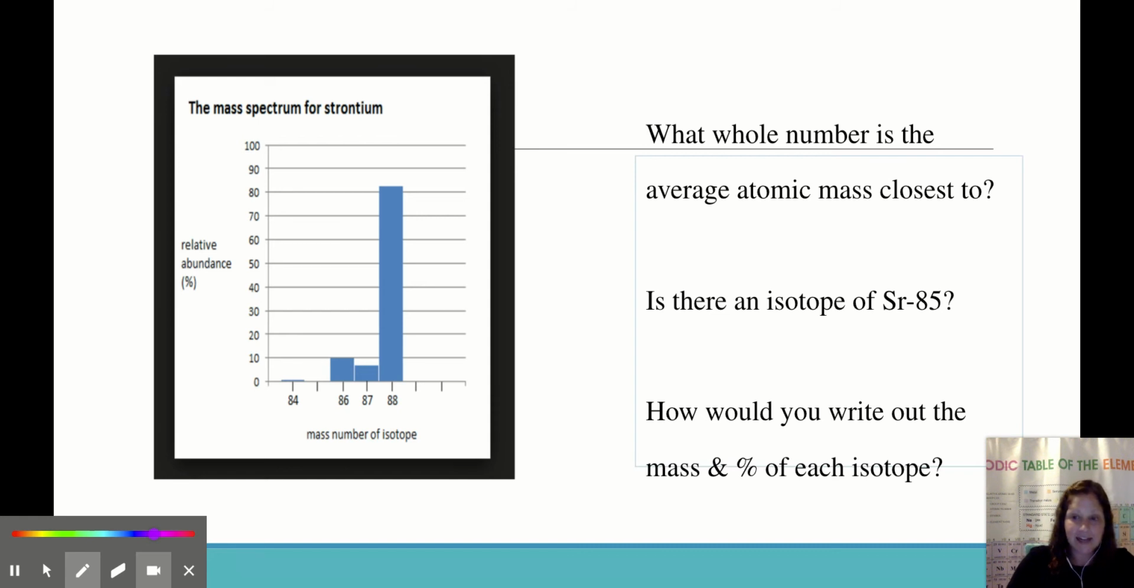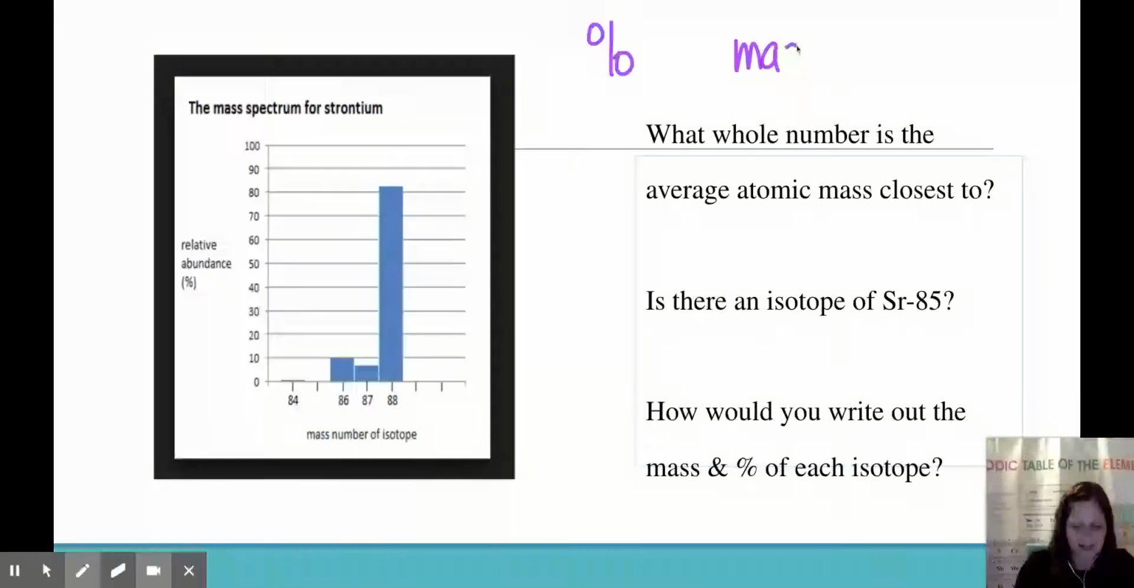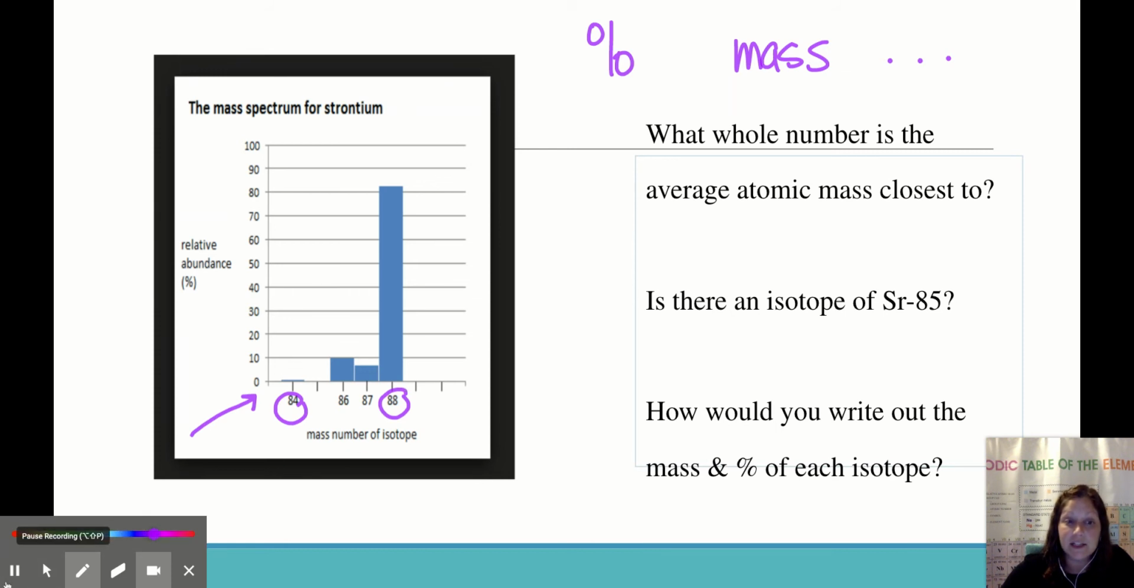And instead of saying percentage of whatever mass and just listing it out, you might need to look at it in table form. And what we can see is that the mass number of 84 has a really, really small relative abundance, but the most prevalent or most abundant isotope is 88.